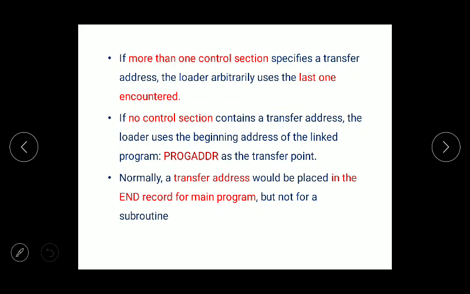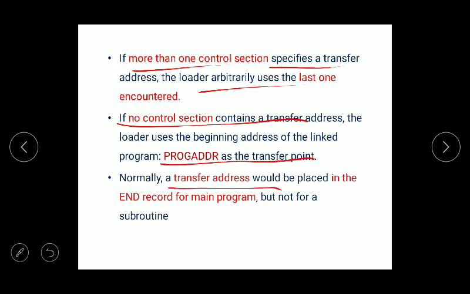If more than one control section is there, then what to do? If more than one control section specifies a transfer address, the loader arbitrarily uses the last one encountered. So the last one must be taken. If no control section contains a transfer address, then the loader uses the beginning address of the linked program, that is prog addr, as the transfer point. So prog addr can be used as default.